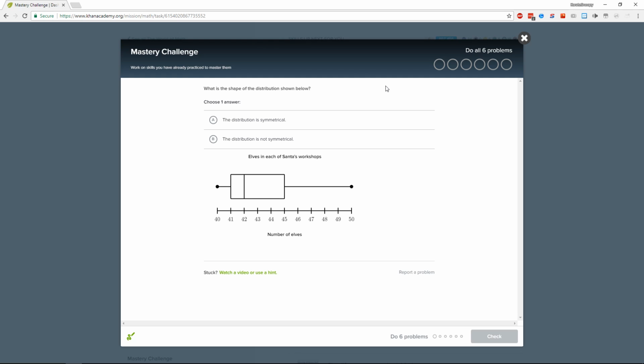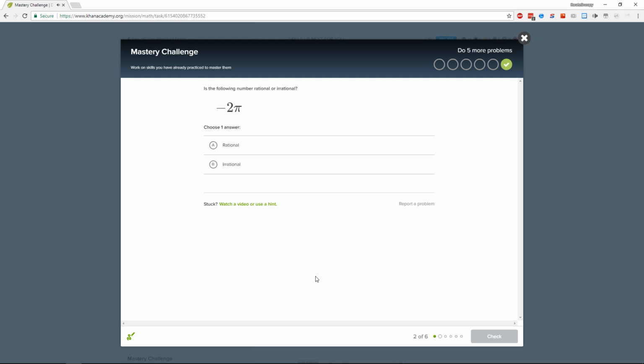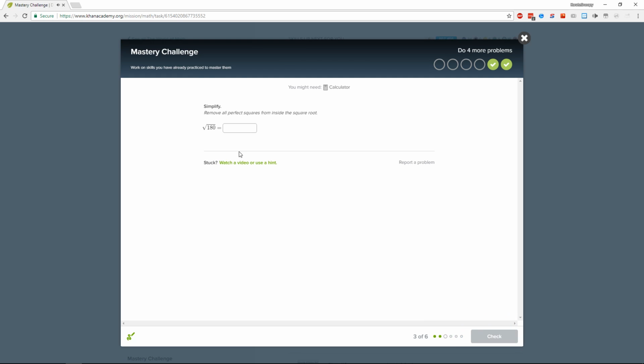What is the shape of the distribution shown below? Not symmetrical. Is the following number irrational, rational, or irrational? Irrational. Remove the perfect squares.